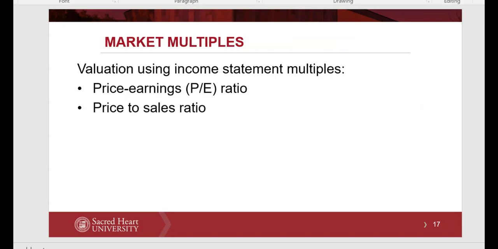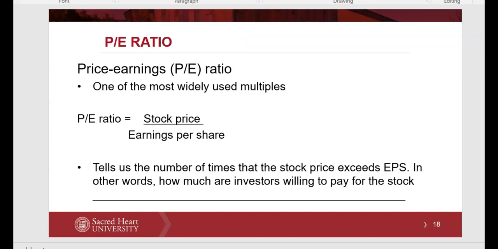Okay, so let's start with the first 2 that are based on income statement information, PE ratio and price to sales ratio. Let's start with the PE ratio. The PE ratio is probably the most widely used multiple. I'm sure you've heard the term PE metric. It's very common, so you'll see it in a lot of news articles because a lot of investors are familiar with PE ratios, at least in some sort of general ballpark range.